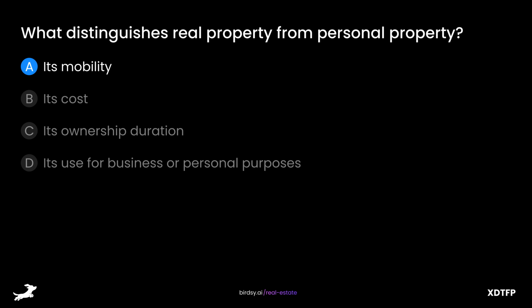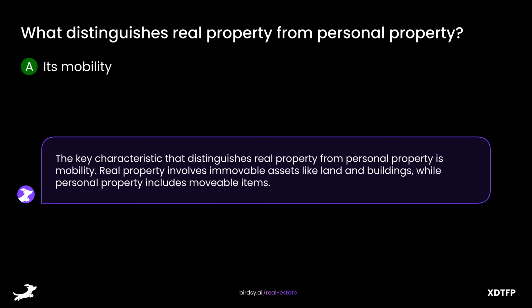Is it A, its mobility? B, its cost? C, its ownership duration? Or D, its use for business or personal purposes? The answer is A, its mobility. The key characteristic that distinguishes real property from personal property is mobility. Real property involves immovable assets like land and buildings, while personal property includes movable items.